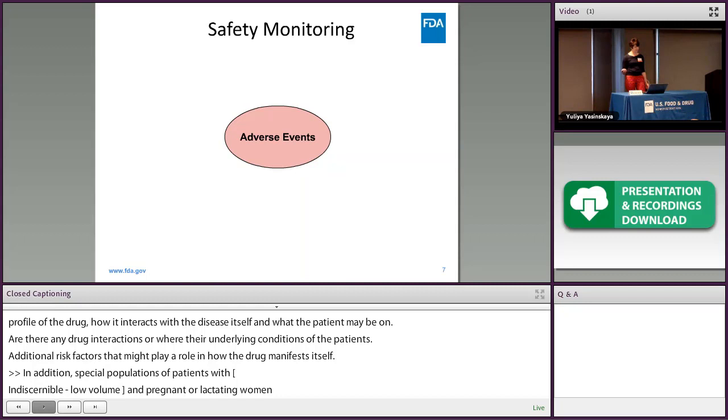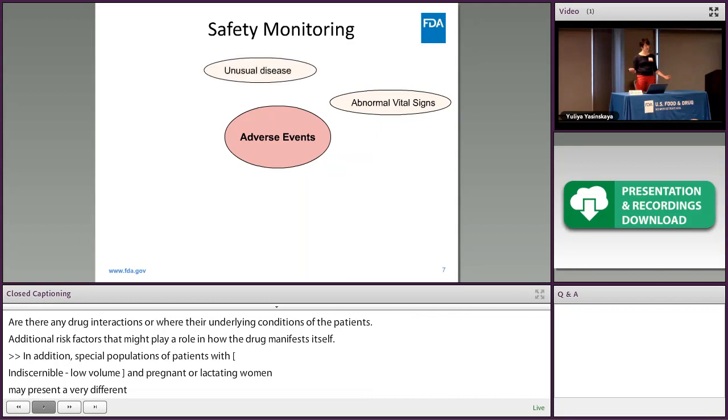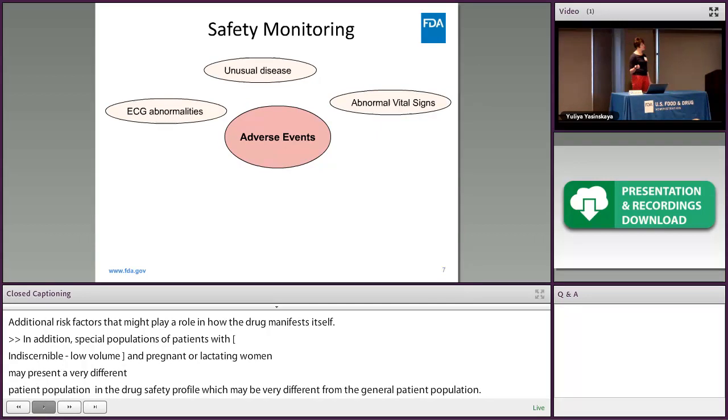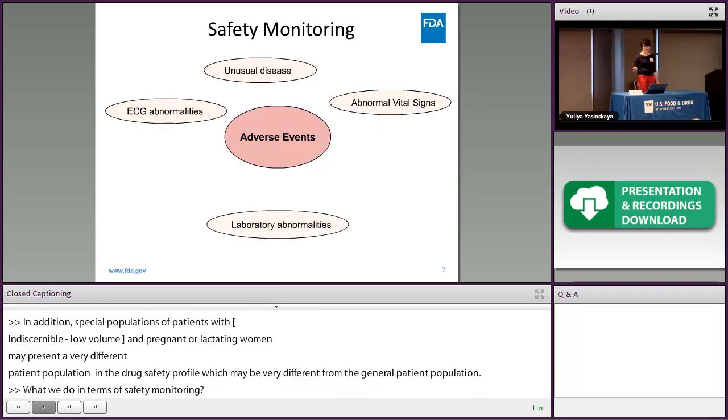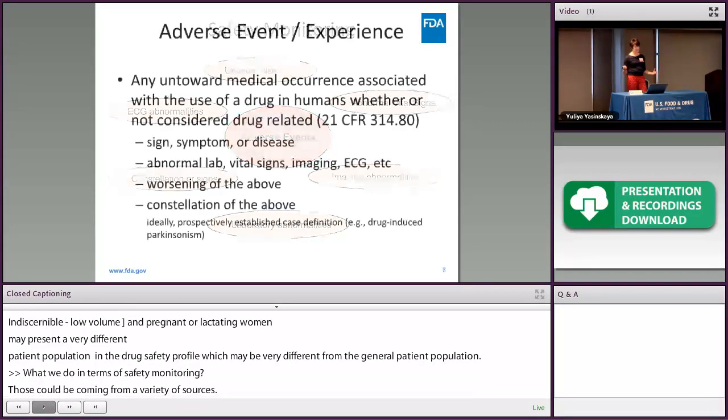We collect data for adverse events. And those could be coming from a variety of sources. It could be abnormal vital signs, unusual presentation of the disease, new diseases, EKG abnormalities, laboratory abnormalities, constellations of signs and symptoms, as well as the imaging abnormalities. And to summarize it on the slide, this is a regulatory definition of adverse event.